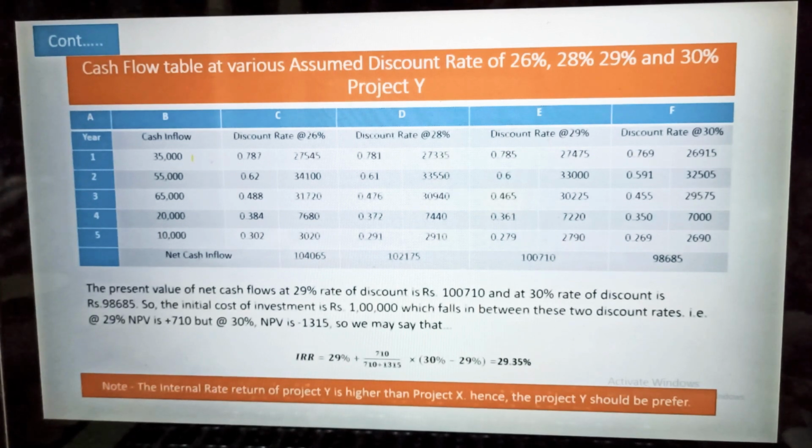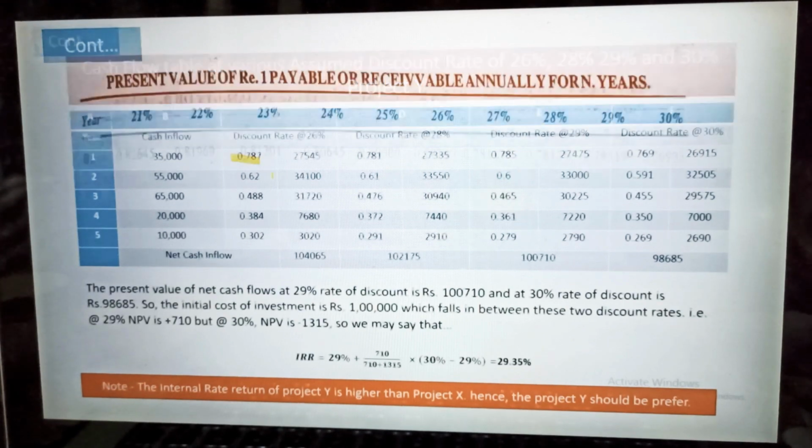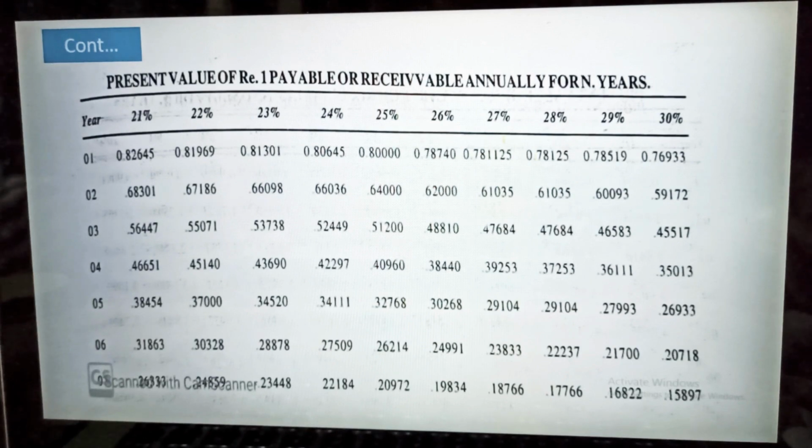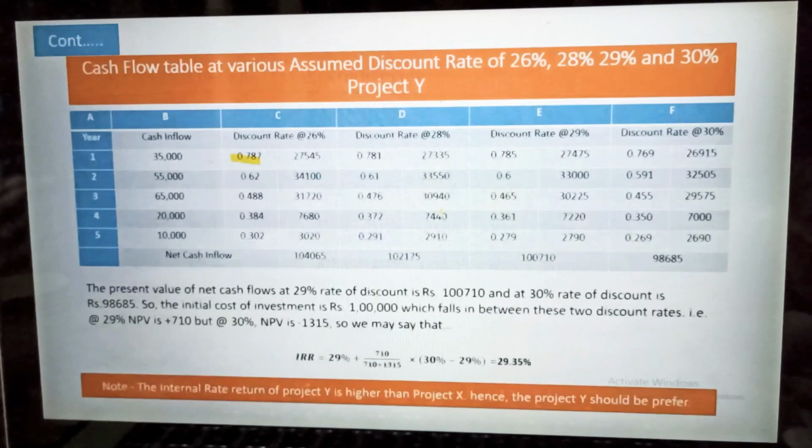The same thing I have taken from this question. This is the inflow from the question. Then I multiplied by the value I have taken for 26%. You can check here for 26% it is 0.787, then 0.620. The same way you have to take for all the percentages. Then when you multiply, you will find this value for 26%, this value for 28%, this value for 29%, and this value for 30%. Then you have to add up all.